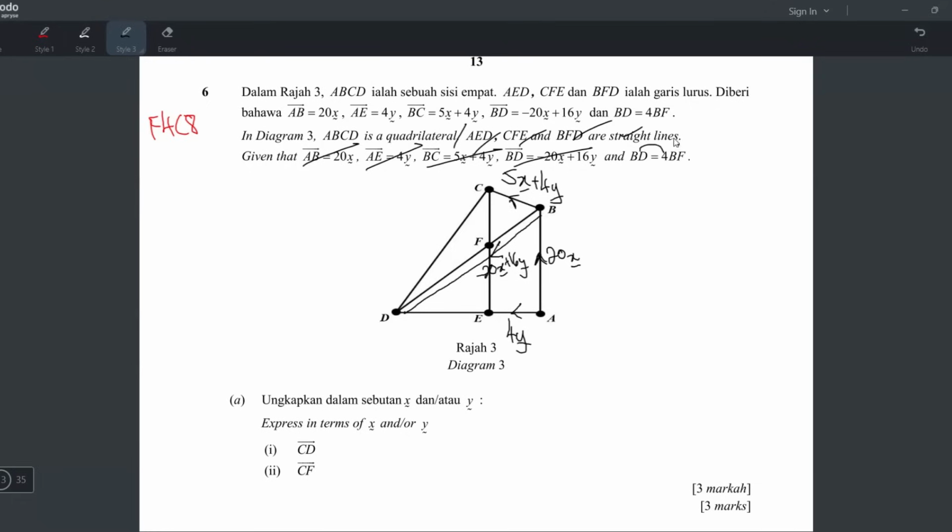This one you can draw a rainbow to label the ratio. BD's ratio is 4, so that's the whole line. And then BF, the ratio, nothing here is 1. So BF ratio is 1, and the whole line is 4. So 4 minus 1 is 3.